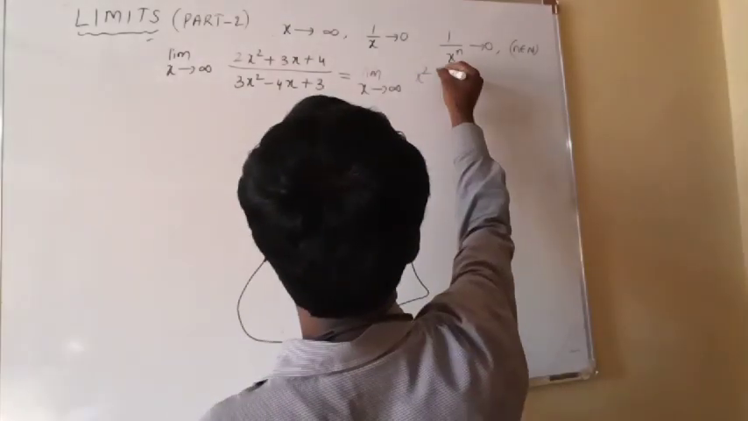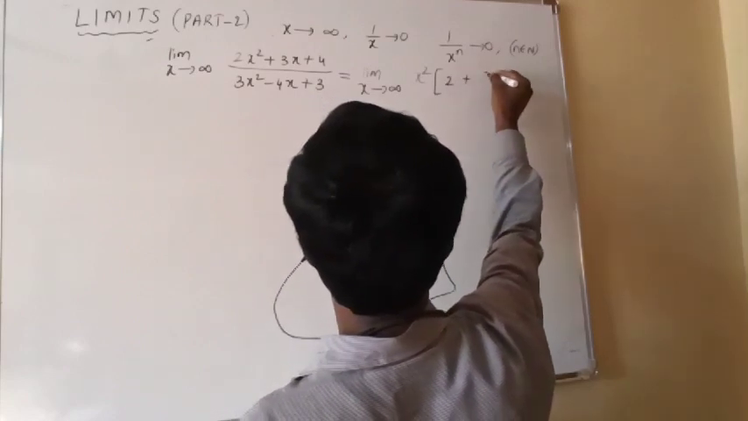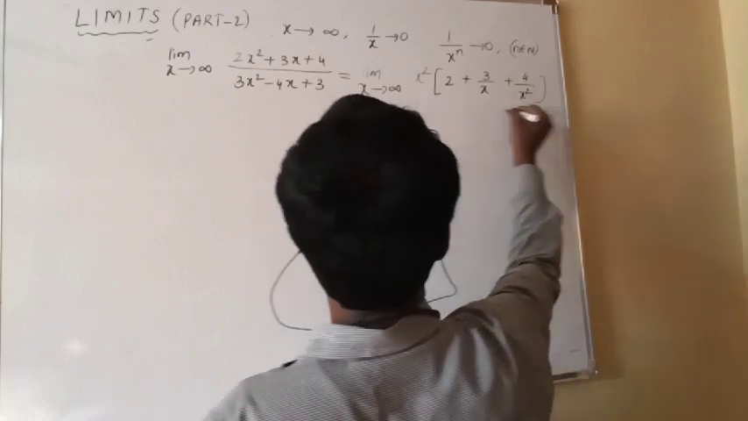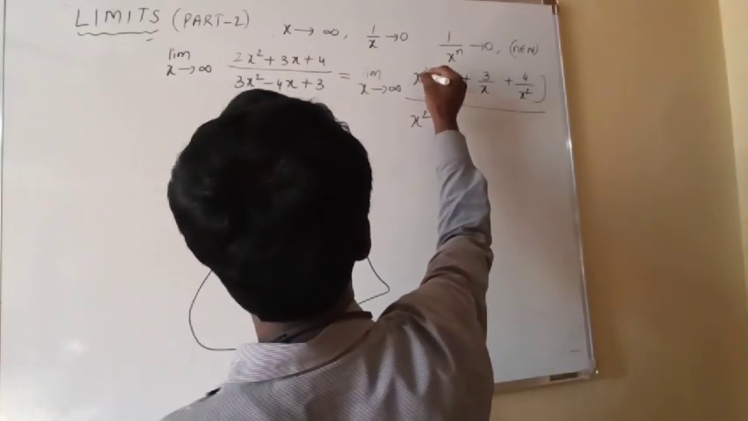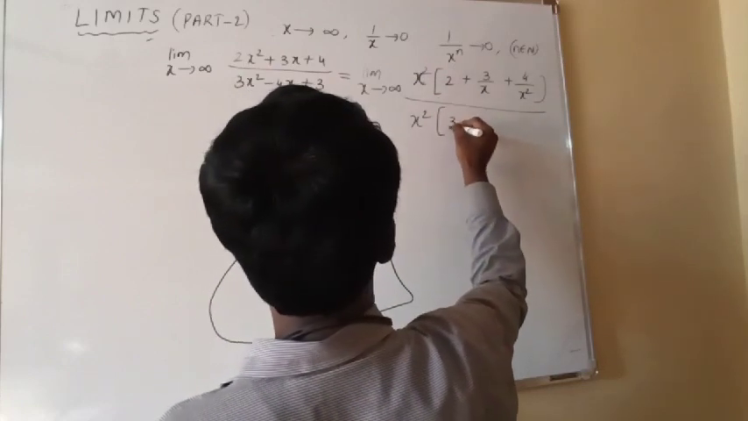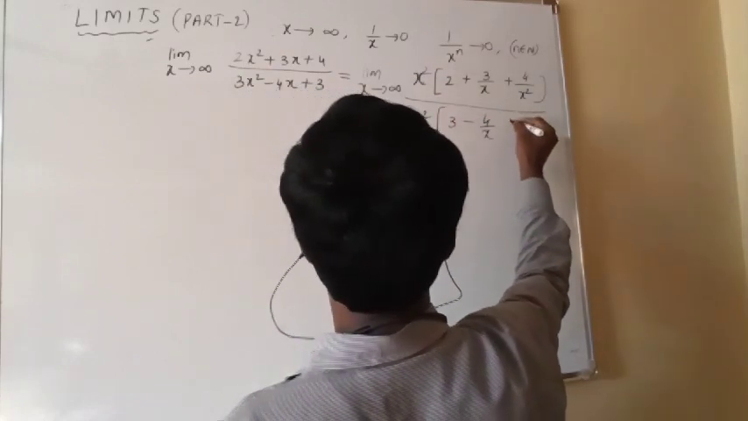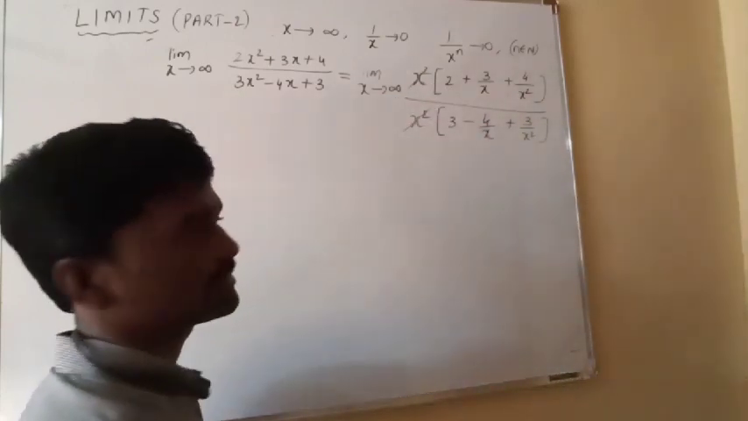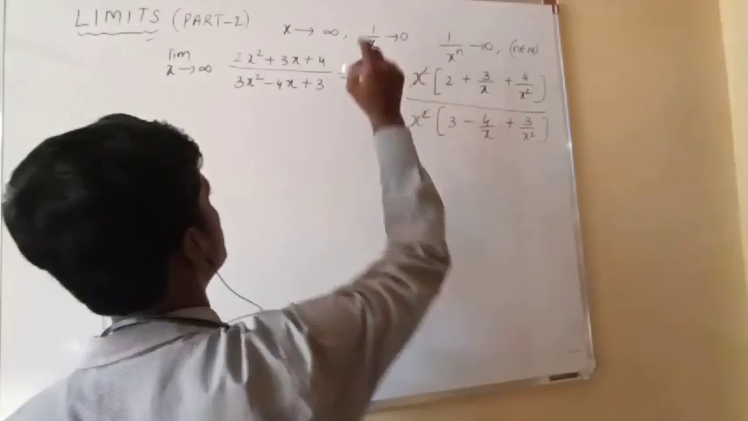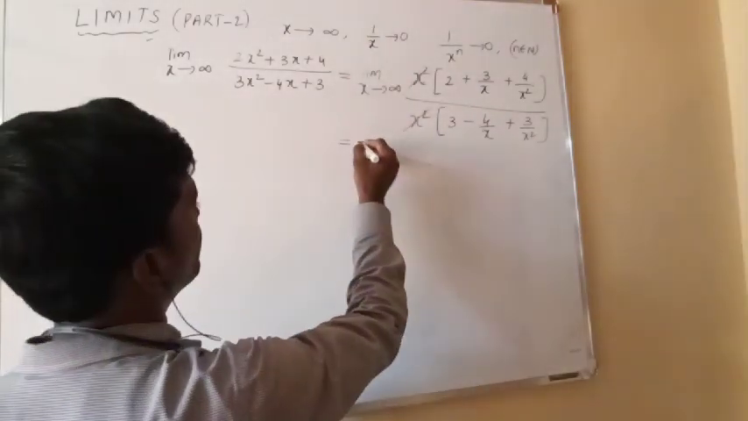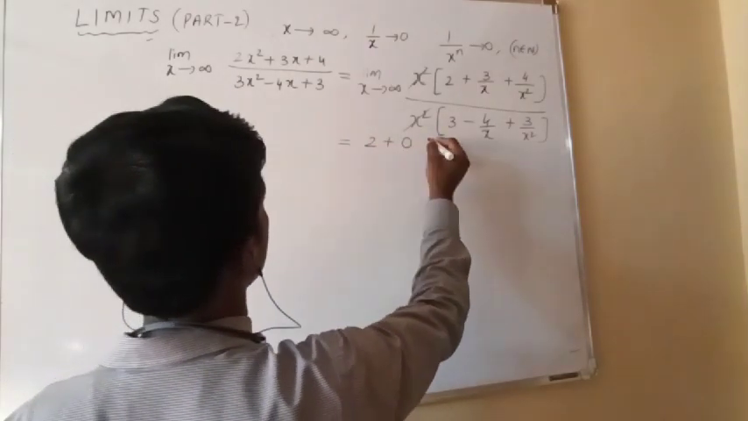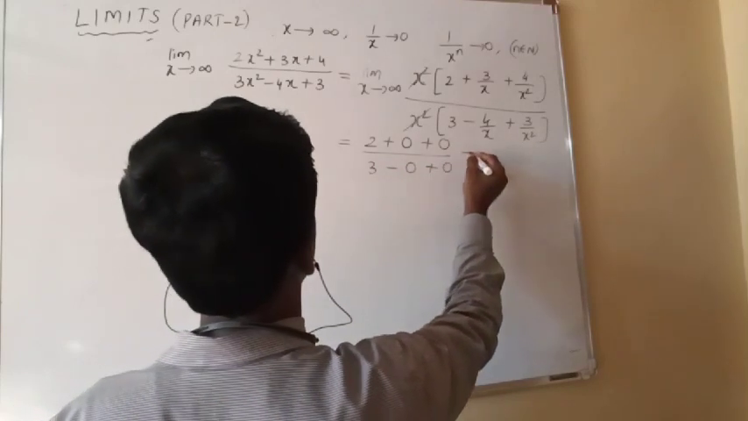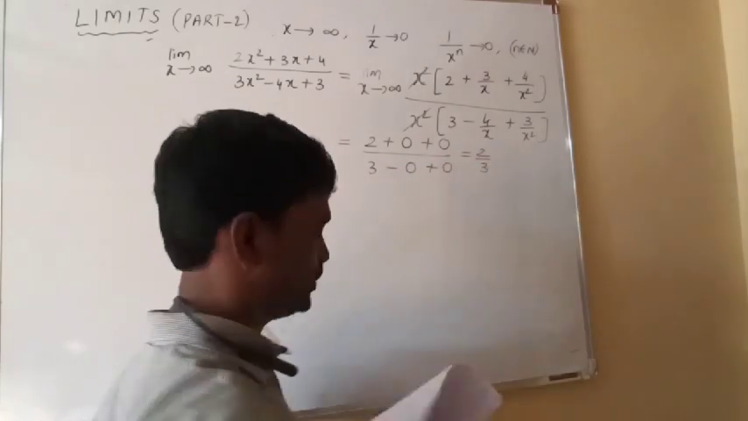If you take x square common, I am going to write directly. In the numerator: 2 plus 3x by x square is 3 by x, plus 4 by x square. In the denominator also, if you take x square common, what you will get? 3 minus 4x by x square is 4 by x, plus 3 by x square. Now x square cancels. Now as x tends to infinity, 1 by x is 0. So using that, what you will get? 2 plus 3 by infinity is 0, 4 by infinity is 0, divided by 3 minus 0 plus 0. So what is the answer? 2 by 3.